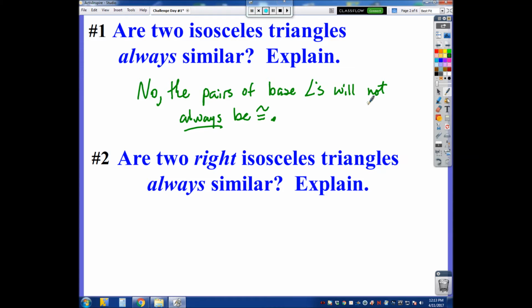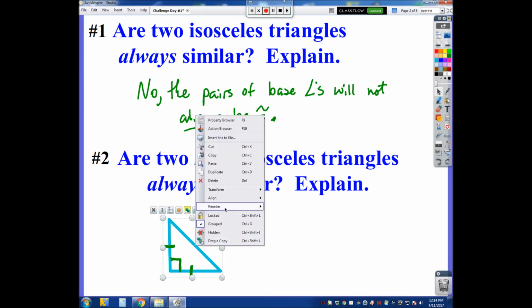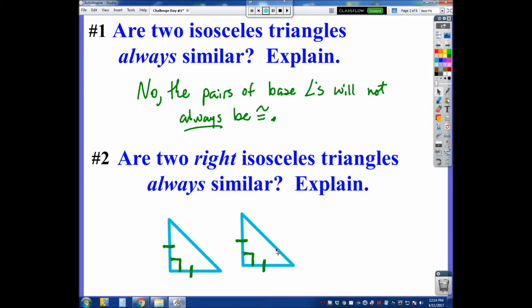Are two right isosceles triangles always similar? Well, let's get a right isosceles. So there's just plain old isosceles. Let's transform it so that it is a right isosceles. I'm going to create this to be a 90-degree angle, and there's an isosceles right triangle. Let me make a copy of this. Let's duplicate. Now, those would be congruent to each other, and congruent triangles are always similar to each other because their sides are in a ratio of 1 to 1 and the angles automatically match.